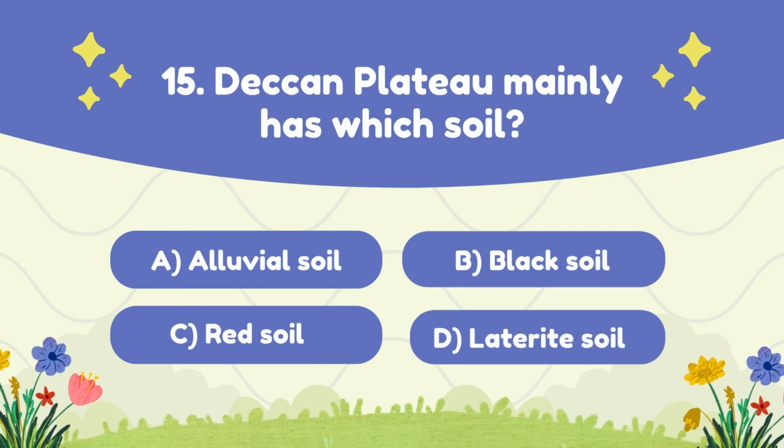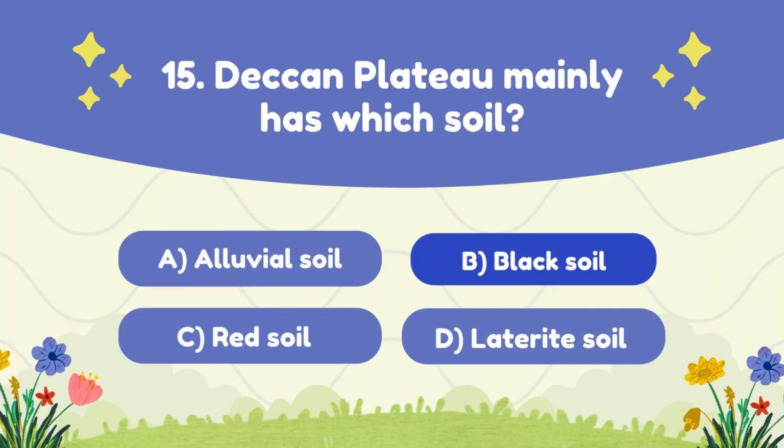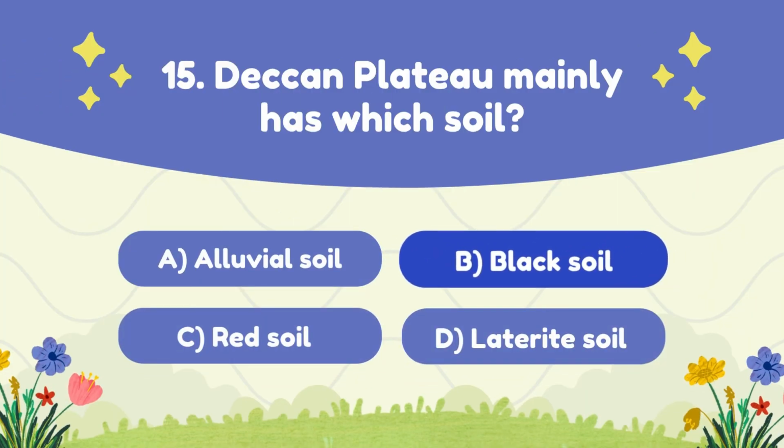The Deccan Plateau mainly has which soil? A. Alluvial soil. B. Black soil. C. Red soil. D. Laterite soil. The answer is black soil, perfect for growing cotton due to high moisture retention.